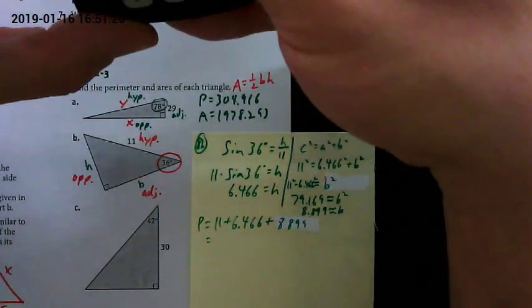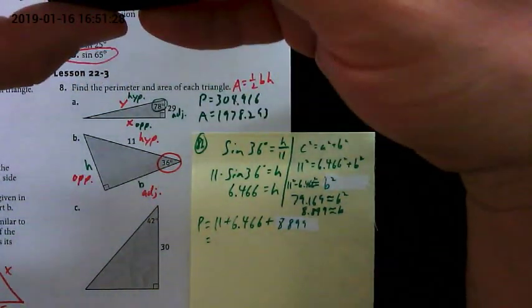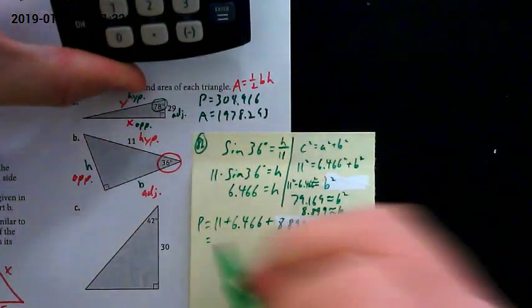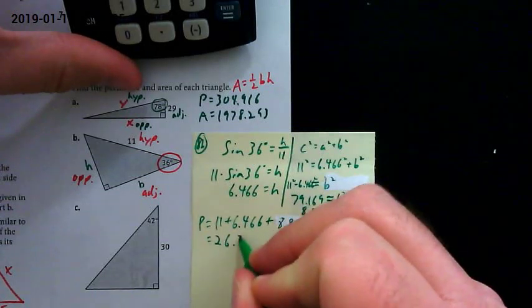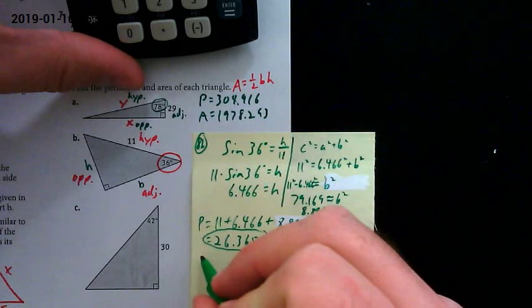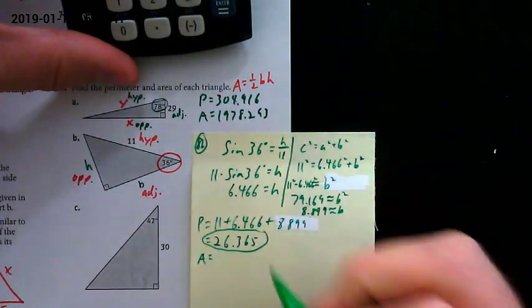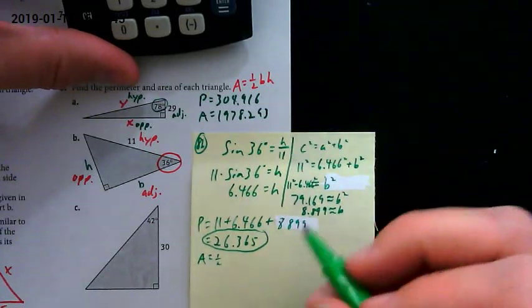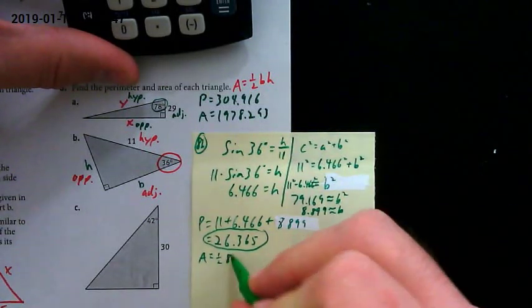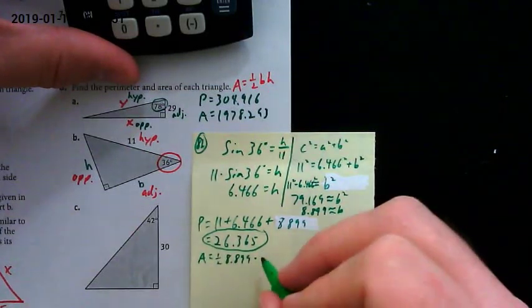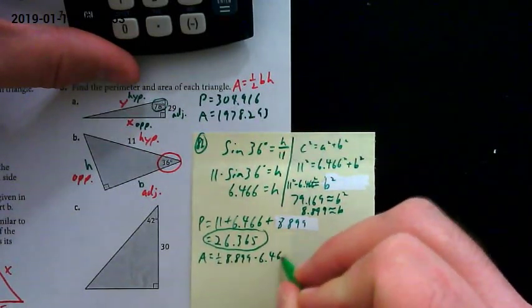11 plus 6.466 plus 8.899. Perimeter is 26.365. That's one answer. Area, 1/2 base, which is the 8.899, times height, times 6.466.